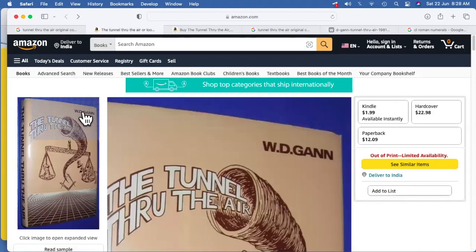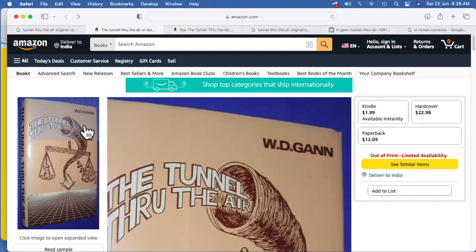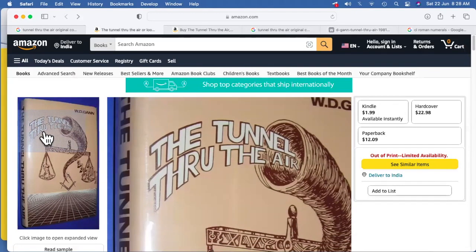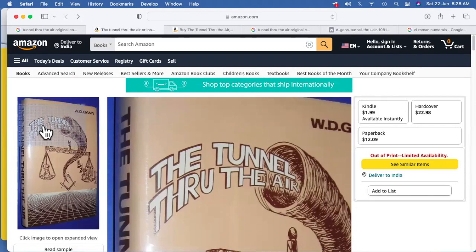Now you need to correlate. My cursor is on the left hand side, but it probably zooms across and shows us more of details. So we have the book, which the name of W.D. Gann, which has been given on the top in bold. Now, if you start scanning the book, it starts from the left hand side. It is the name which has been given, The Tunnel Through the Air. Of course, this has been shown more of in 3D format.